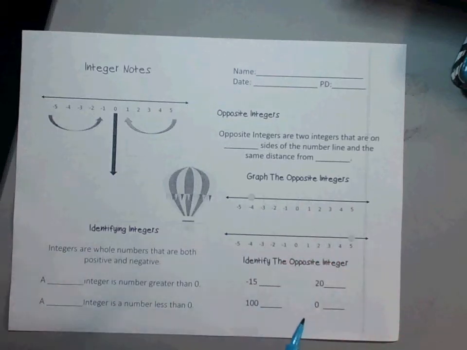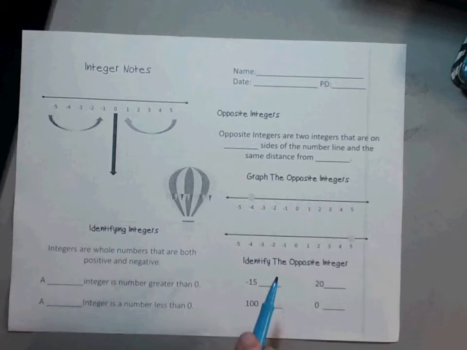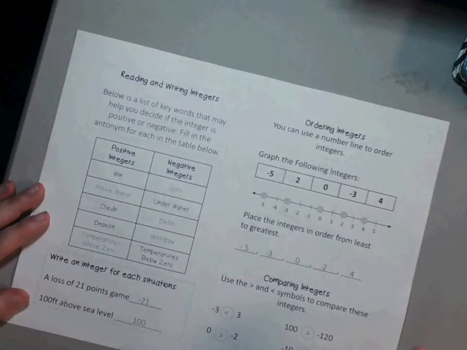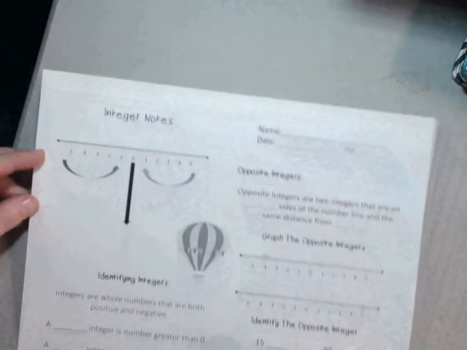Okay, guys, these are your next set of integer notes. Again, going over different positives, negatives, how to graph them, looking at opposites. And then on the other side, we are looking at reading and writing integers and ordering integers. Okay, so let's just start on the front.